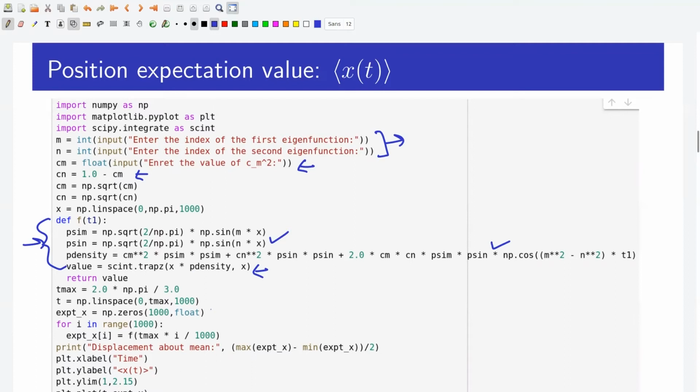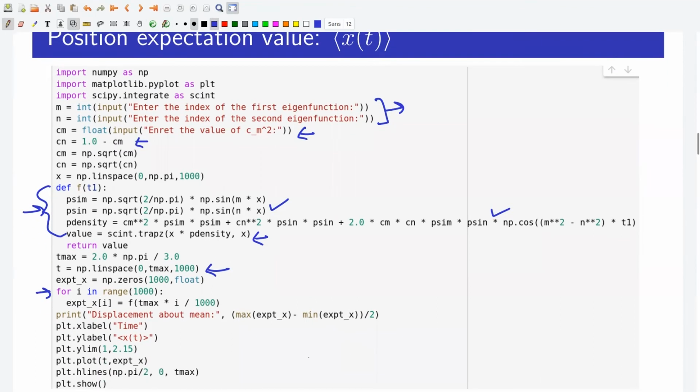Then we divide the total time in 1000 steps and run a for loop to get the position expectation value at every time step. The function to calculate the position expectation value is called 1000 times using the for loop. Finally, we plot the position expectation values.